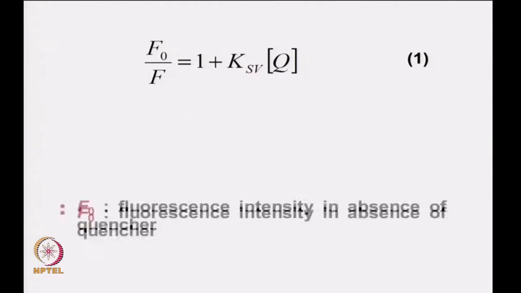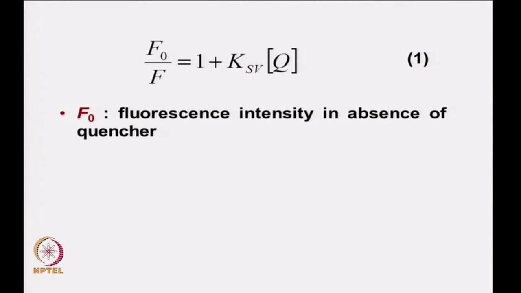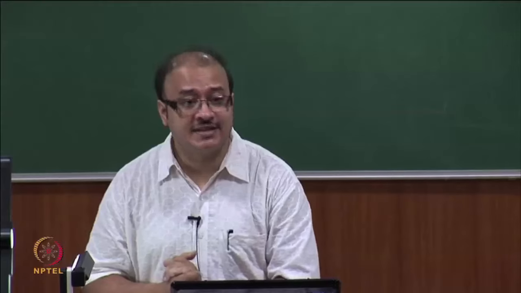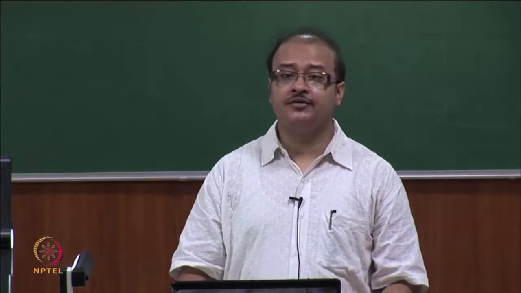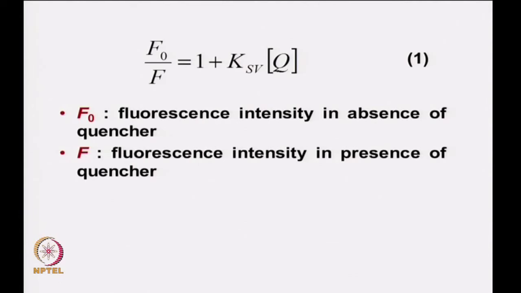Now, let us expand on this equation and try to understand what these different parameters mean. Looking at this equation, what is F0? F0 is the fluorescence intensity in absence of the quencher. That is what 0 means: zero quencher concentration. This is the initial fluorescence intensity you have when you have no quencher molecule present in your sample solution. Then what is F? It is the fluorescence intensity in presence of the quencher. Because now you are putting a quencher in, depending upon what concentration of quencher you have and what quencher you have, the fluorescence intensity of the corresponding fluorophore will diminish.